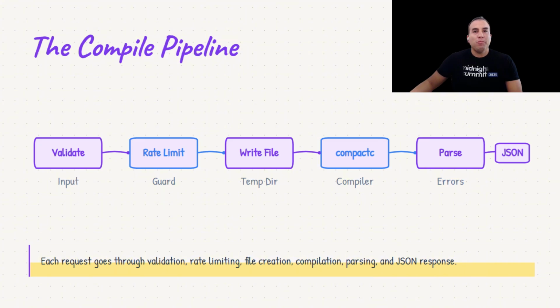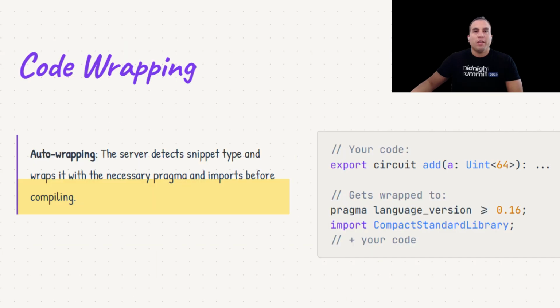Fifth, output parsing. The raw compiler output, which is meant for humans, gets parsed into structured error objects with file path, line numbers, and character positions. And sixth, the JSON response goes back to your browser, and the temp directory gets cleaned up regardless of success or failure. Here's a nice quality of life feature.